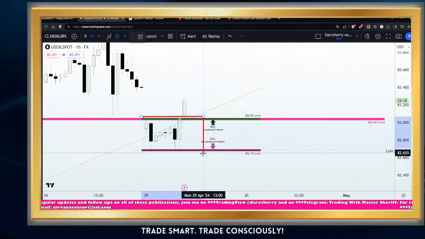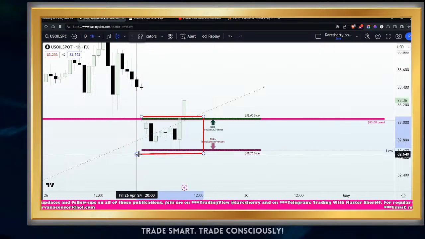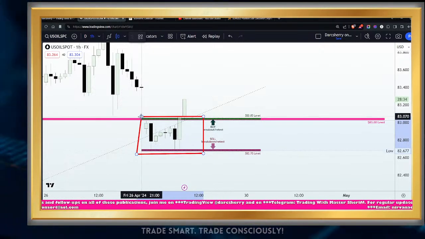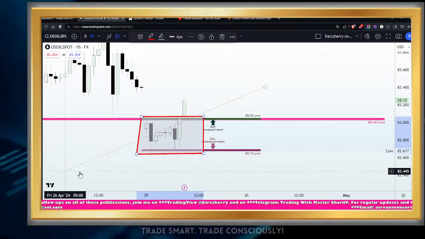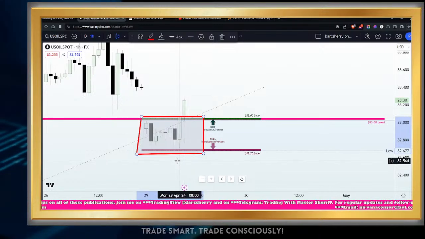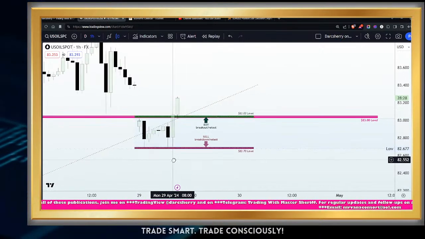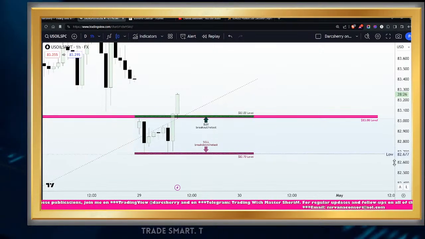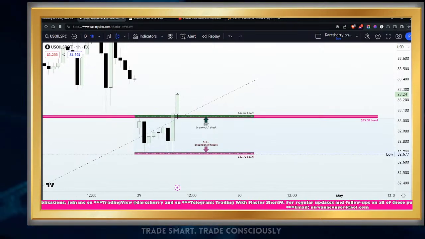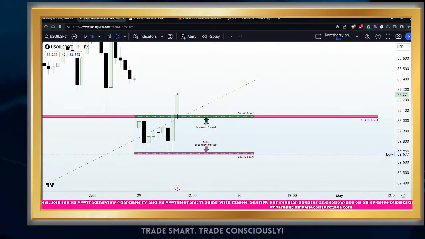So our center of focus today is basically between the $83 area and the $82.70 level. If you have any questions whatsoever regarding my illustration, or you need some further clarifications, feel free to let me know in the comment section.